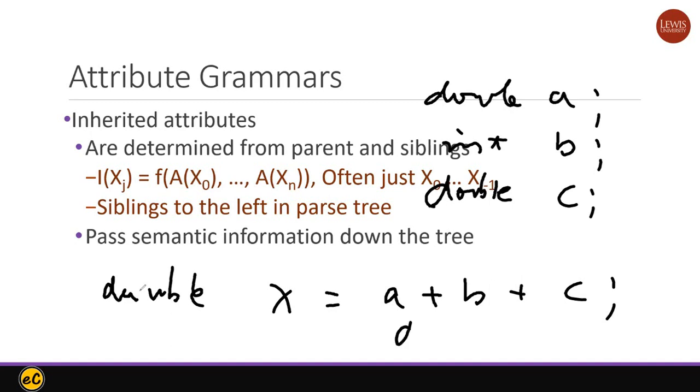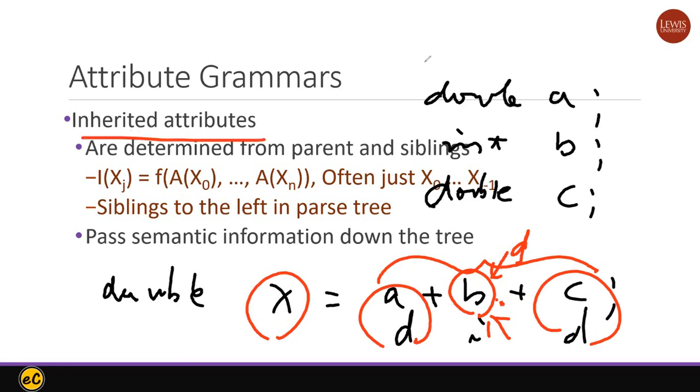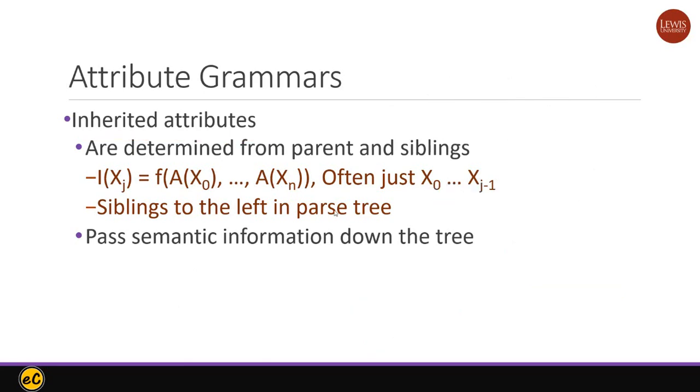So we do have a double plus integer plus double. This term originally is integer, but it will be converted to double before it does the summation. So the type of this term is determined by its parent and sibling, and the type of this one is an inherited attribute. Is that okay? So that type attribute, but the value is different.